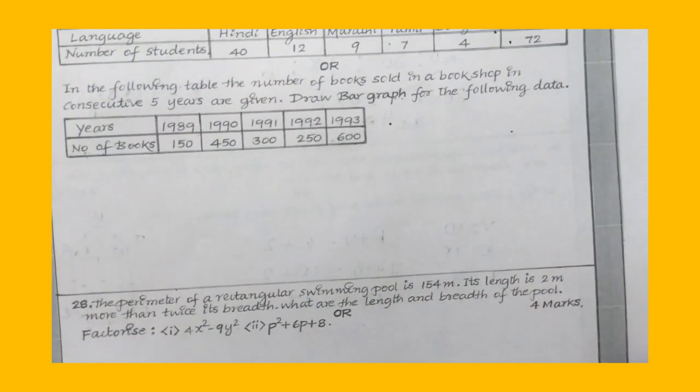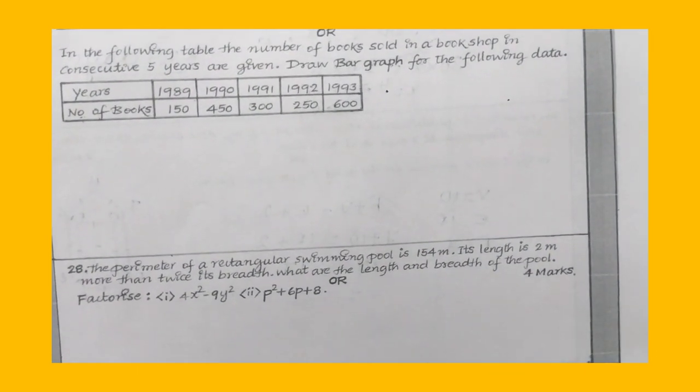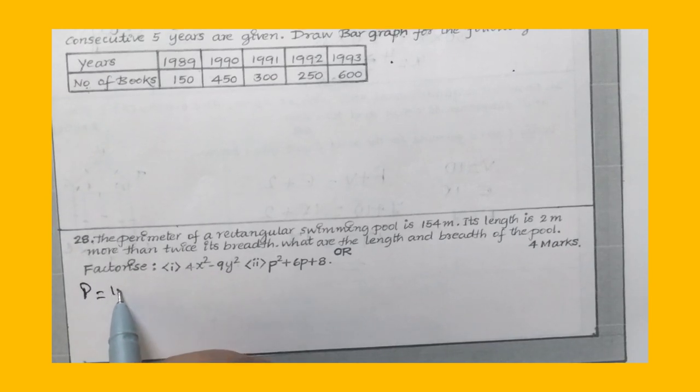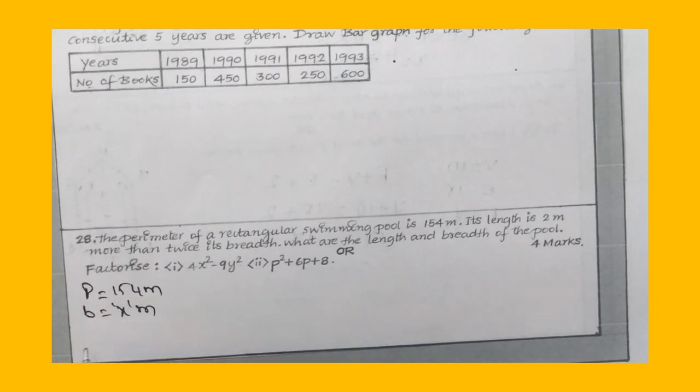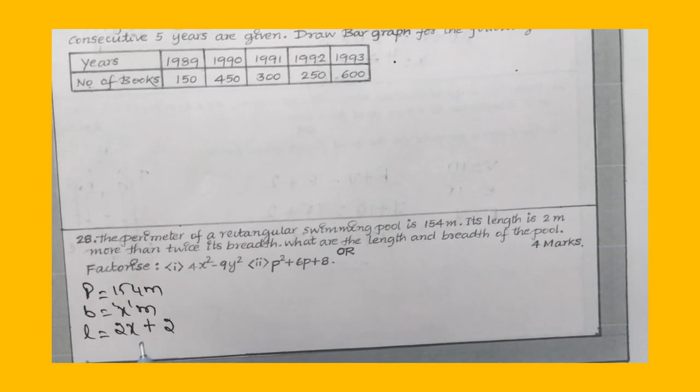That is the last question given. The perimeter of a rectangular swimming pool is given. The perimeter of the rectangular pool is 154 meters. Its length is 2 meters more than twice its breadth. Let us take the breadth as x meters, then the length will become 2 more than twice its breadth, that is 2x plus 2.